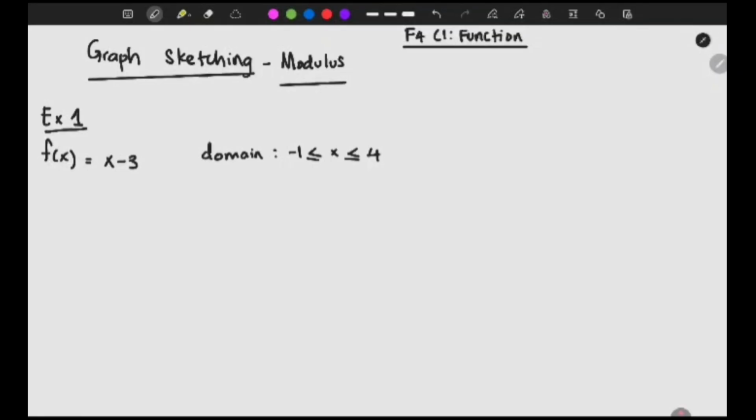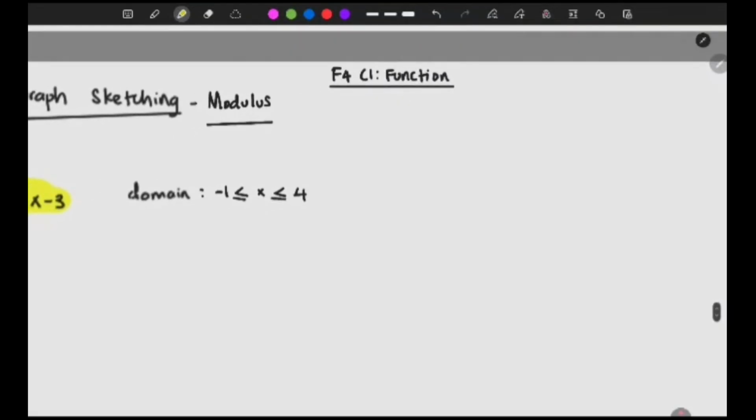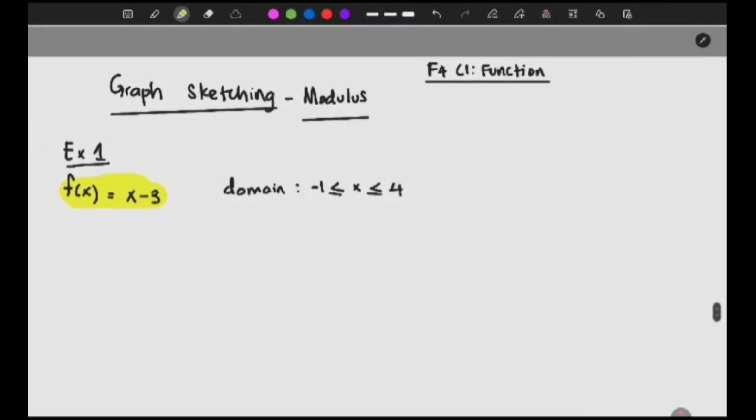So here is a function which is not with a modulus, a function that doesn't have a modulus. You guys can see that. So how are you going to sketch a graph? As you already learned this in your lower form, a very basic method is doing a table, isn't it? So same thing, to sketch a graph you have to do a table.